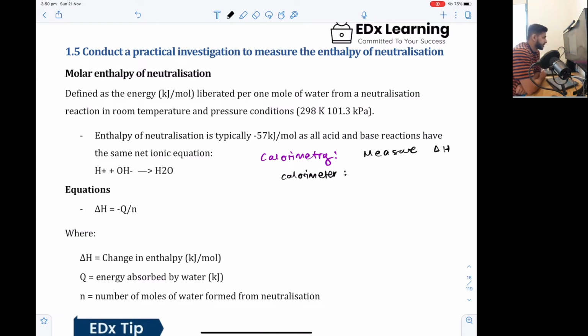Calorimeter. So a calorimeter is an instrument that's used to measure enthalpy, right? That's literally what it is. It's the instrument that we use in calorimetry to actually measure the enthalpy. Now, Gerald, what was a typical setup for the calorimeter that you might have done in year 11?